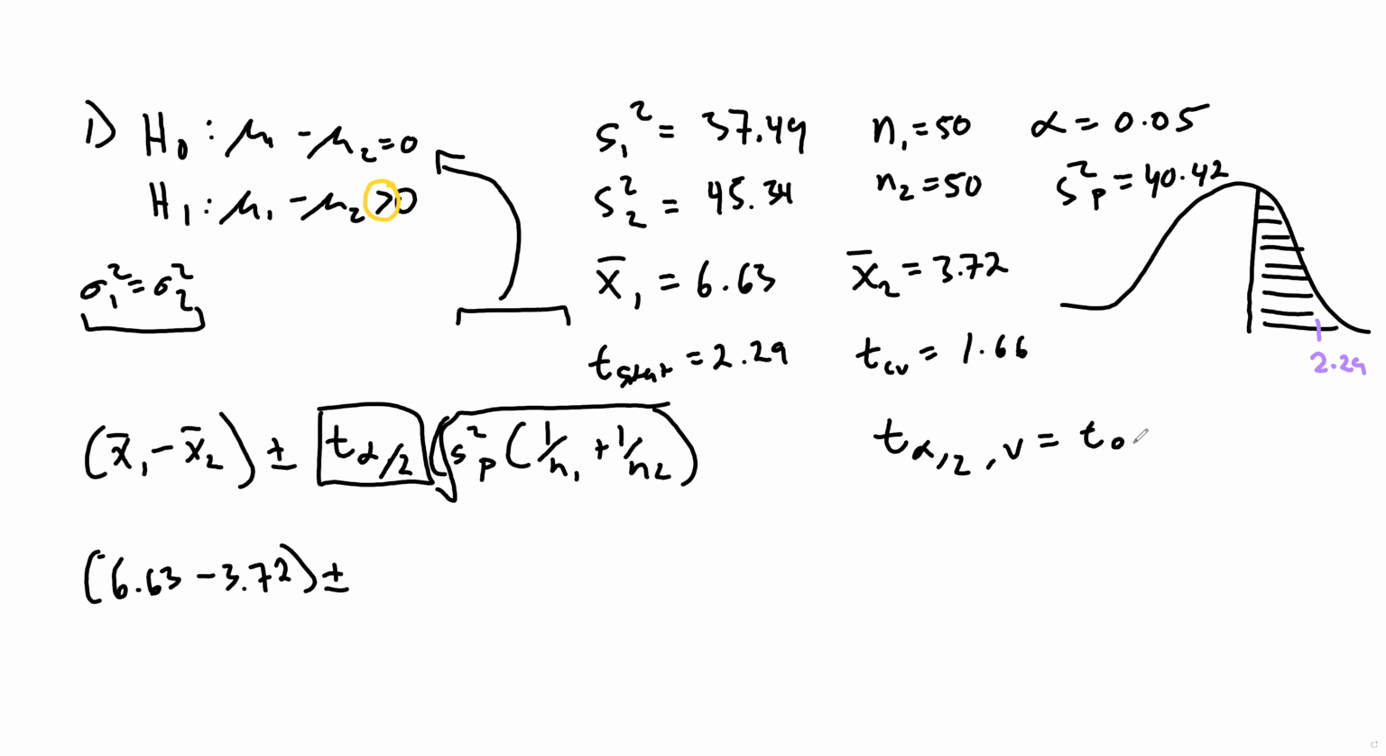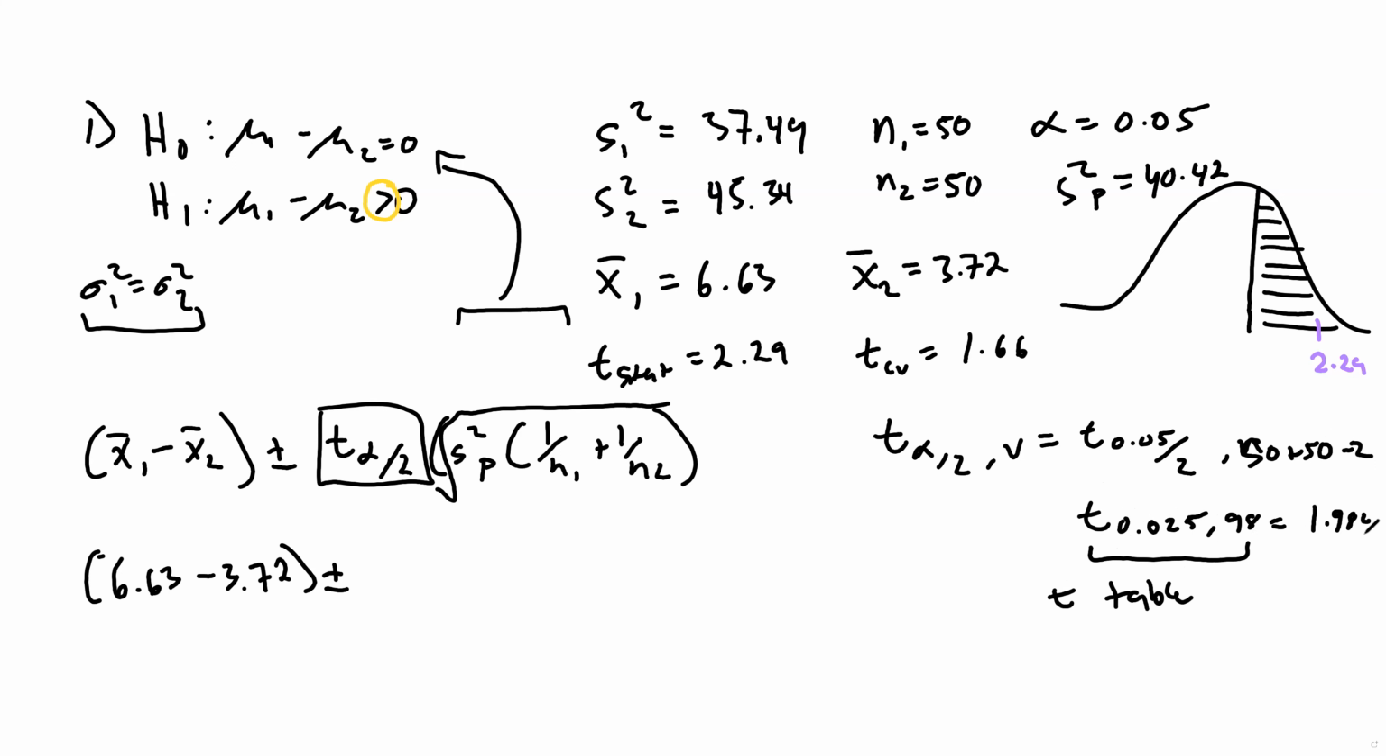So it's t of 0.05 divided by 2, comma, our degrees of freedom still remain the same. So 50 plus 50 minus 2. So what I'm trying to look for on the t table is 0.025, comma 98. What this is going to return to you, remember you go to your t table, it's going to return 1.984. And again, you just plug in your values. 1.984 multiplied by the square root of 40.42, 1 over 50 plus 1 over 50.